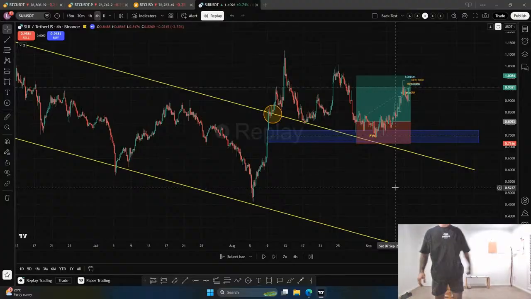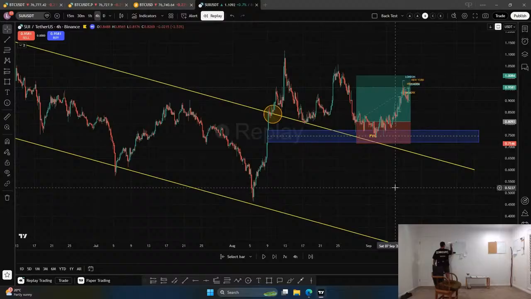So first of all, what have I just done? On the 4 hour, I have spotted a channel. Now, the reason why I have put channel there is purely because it could either be an ascending channel, a descending channel, an accumulation phase or a distribution phase. Either one of those are technically an accumulation or a distribution phase.